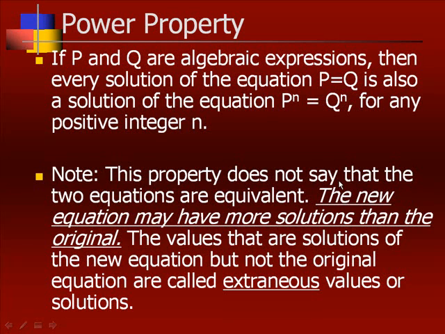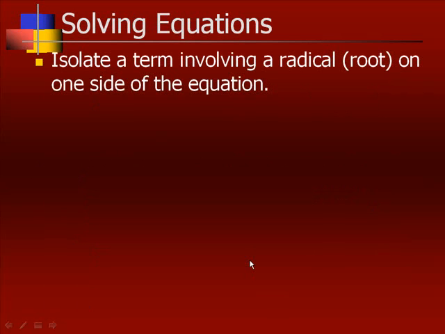Now, this property does not say that the two equations are equivalent. It says the new equation may have more solutions than the original. Okay, it says every solution to this is also a solution of the one that we square or that we cube. The values that are solutions of the new equation, but not the original equation, are called extraneous values or extraneous solutions. Think extra. They don't really work. Okay?